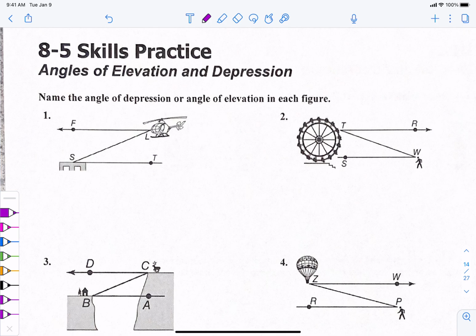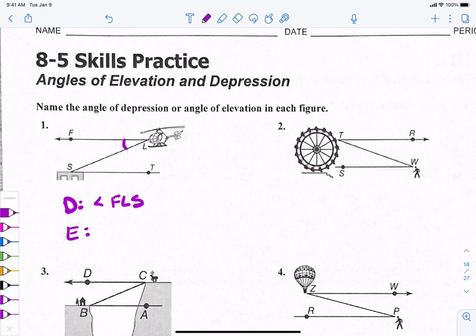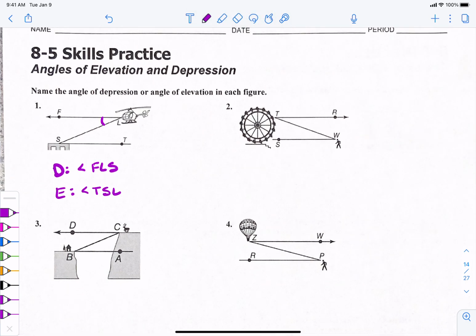All right. Take a look at number 1. Name the angle of depression. Which one's the angle of depression? L, but let's name them with 3 letters. FLS. So depression, angle FLS. Yep, that will work. What if you called it SLF? Would that work? Yeah. What's the angle of elevation? TSL. Sure. That's what they want. Depression, elevation. You're doing that for each one of those 3. This one's my depression. This one's my elevation.